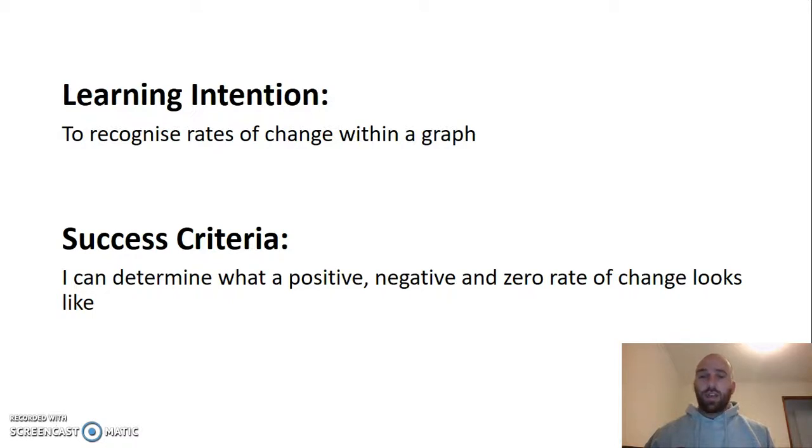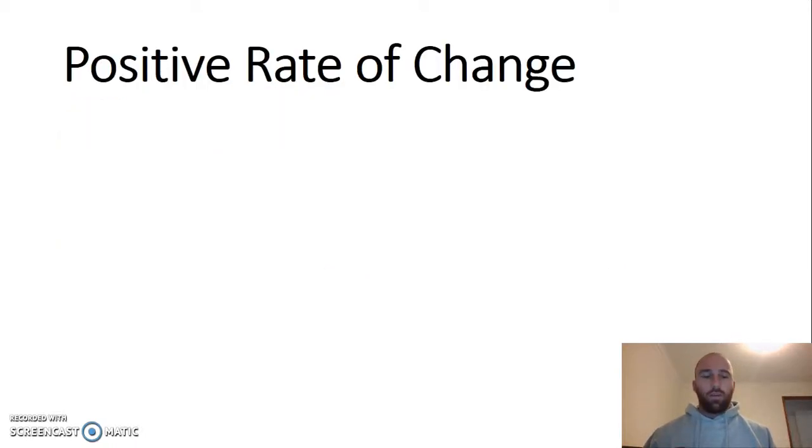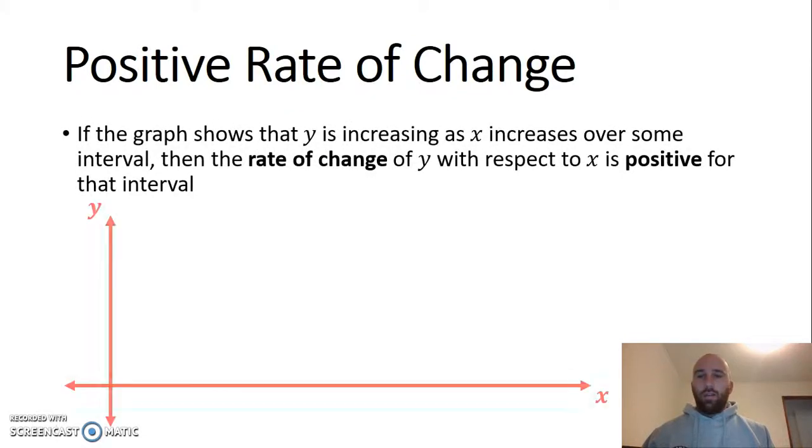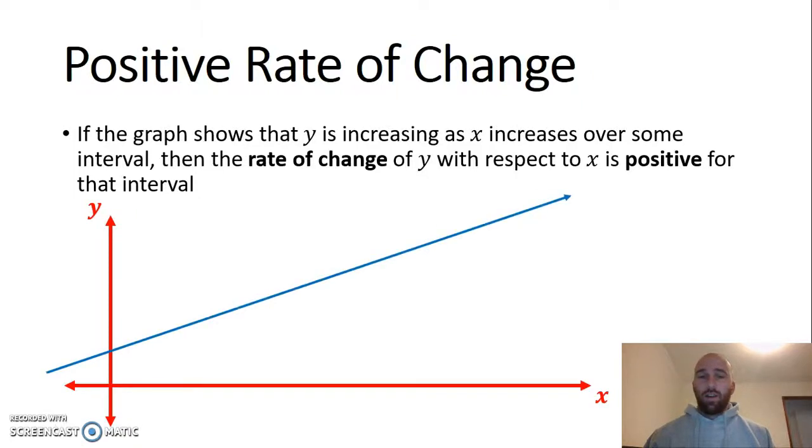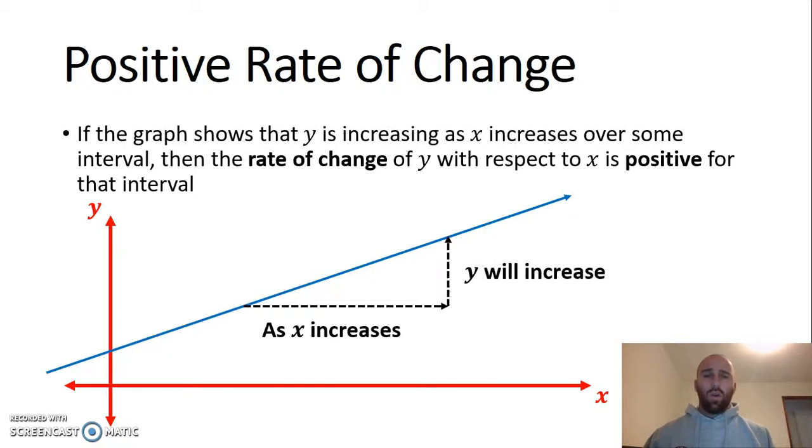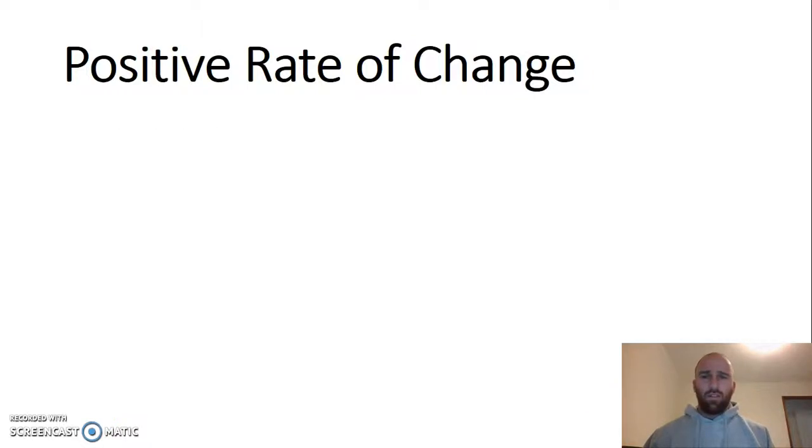Our success criteria, so how do we know that we've succeeded? So I can determine what positive, negative, and zero rates of change look like. So, positive rate of change. If the graph shows that y is increasing as x increases over some interval, then the rate of change of y with respect to x is positive. So what that means is, if I've got my graph, I've got a slope like this. So as x increases, y will also increase. Okay, this is our rise over run, what we're looking at as a positive slope. As we can see, we are walking up the hill in this instance.